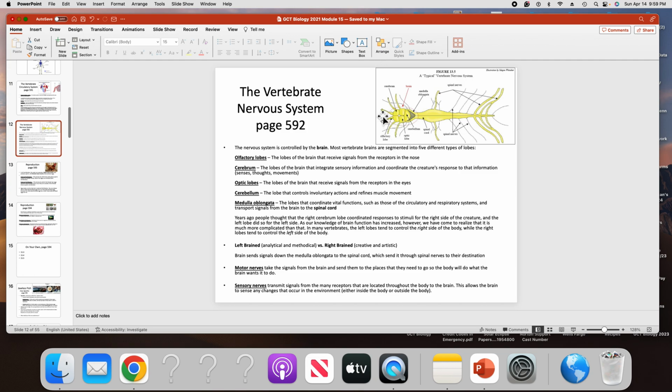The first here on the left side, we have the olfactory lobes that receive signals from receptors in the nose. So it would be responsible for the sense of smell. Then the next lobe behind that is the cerebrum, and that is the part of the brain that integrates sensory information and coordinates a response to that information. So this would be involved with senses, thoughts, and movements. Then behind that, we have the optic lobe here, the lobes of the brain that receive signals from the receptors in the eyes, so like optician.